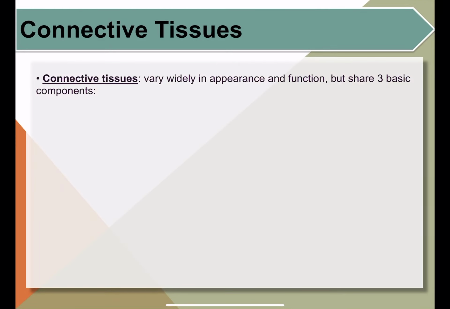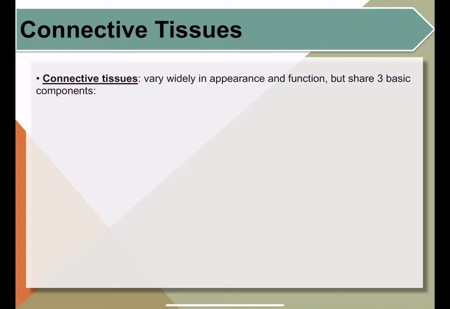Welcome back to Chapter 4's Part 2 of the lecture video. We just got done talking about all the different types of epithelial tissue in Part 1 of this chapter. So now the next main type of tissue we will discuss is the connective tissues, which are the most widely diverse in appearance and function.